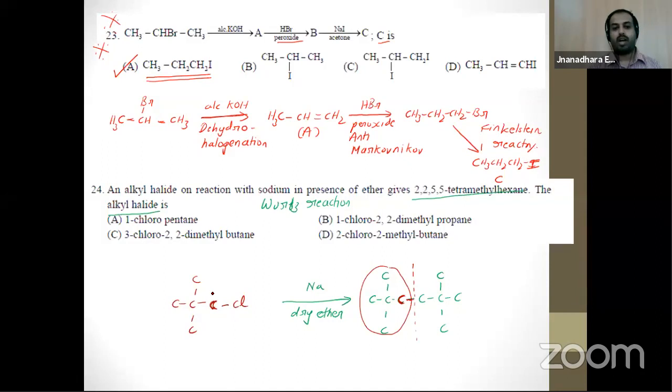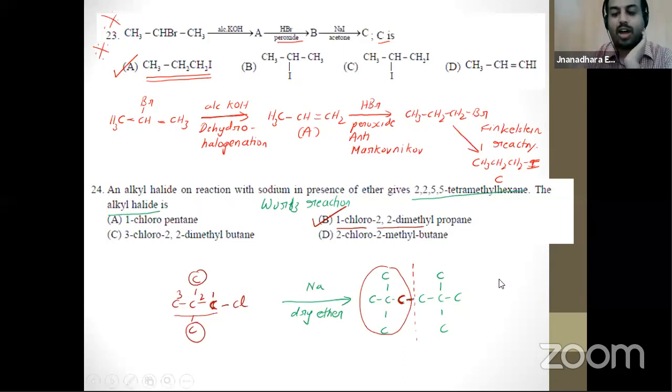So it must be 1, 2, and 3. Therefore it must be 1 chloro, 2, 2 dimethyl propane. Perfect. Option B. All of you are right. Very good. All of you have given the correct answer. That was question number 24. Now let's proceed further and see what is in store next.